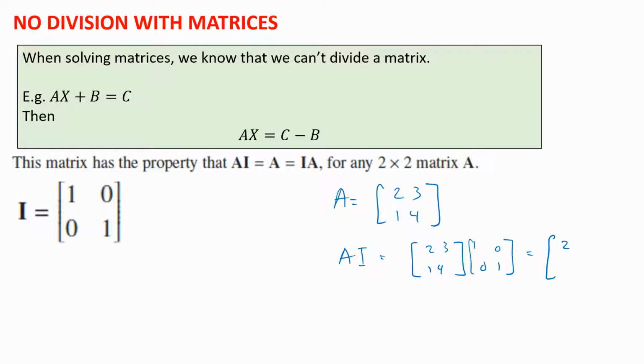Row 1, column 2. So 2 times a 0, 3 times a 1. 2 times 0 is 0, and 3 times 1 is 3. And then I do row 2, column 1. So row 2, column 1 is 1 times 1, which is 1, and 4 times 0 is 0. So that becomes 1. And finally, 1 times 0, which is 0, and 4 times 1, which is 4. And conveniently, A times I does give you matrix A.